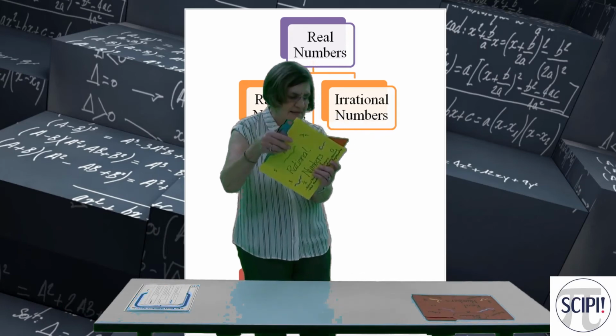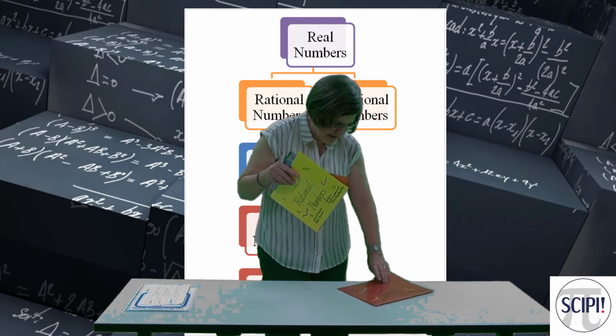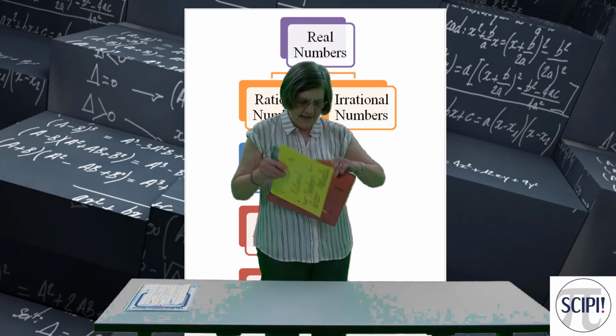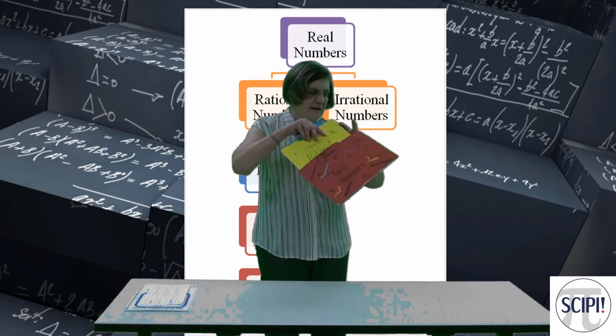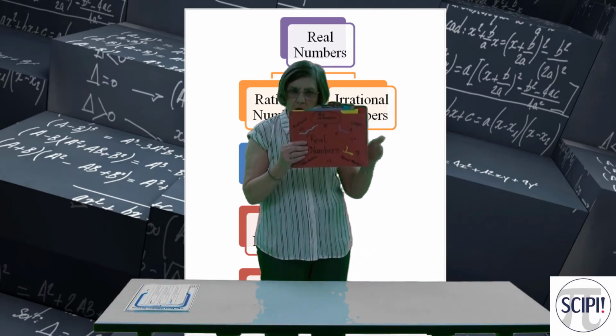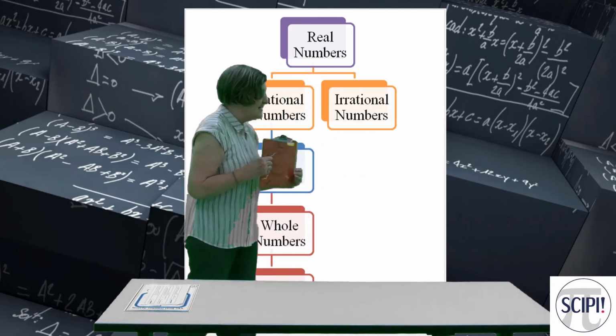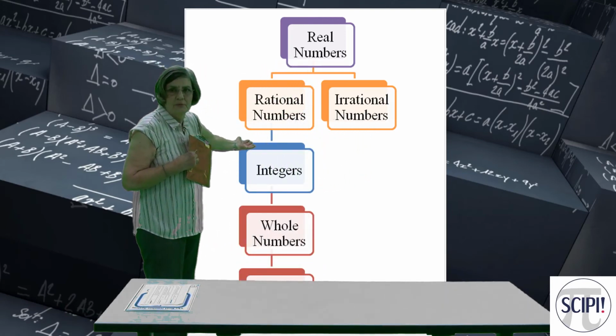But then I can take both of those and put them in real numbers, which is any number that you can think of. So there you have a model as well as a flow chart of what real numbers are.